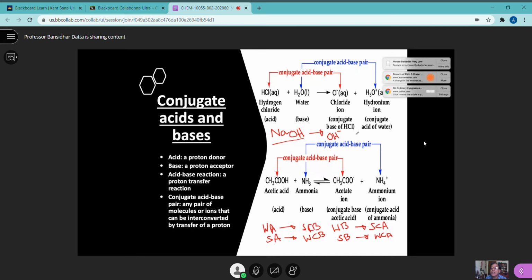Likewise, let me give you HCl. HCl will give you hydronium ion and also Cl minus. So HCl is the acid and Cl minus is the conjugate base. Is Cl minus a strong conjugate base or a weak conjugate base? Weak. Weak, very weak, excellent. Because HCl is a strong acid, therefore Cl minus is a weak conjugate base. So remember this.